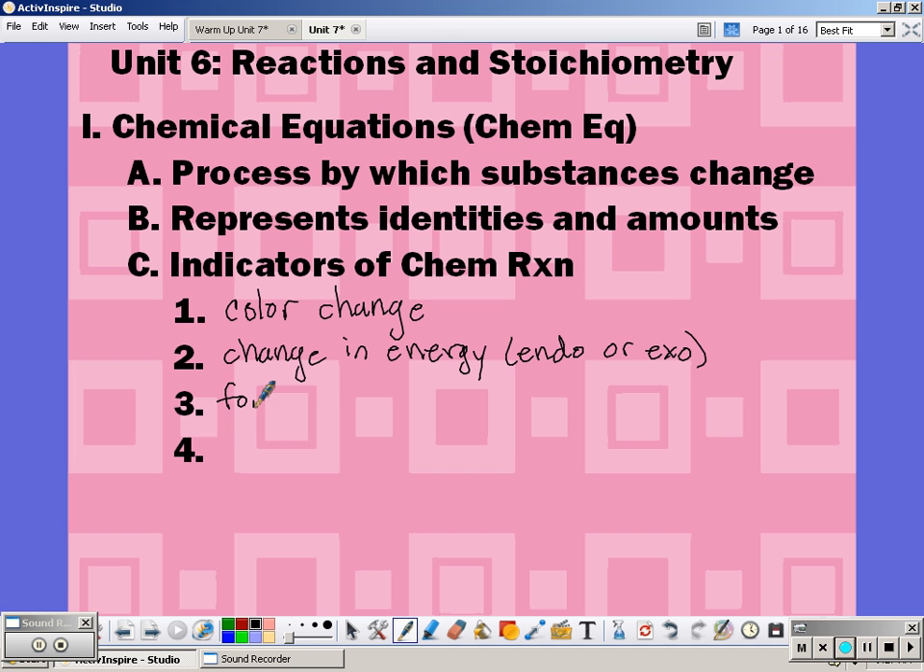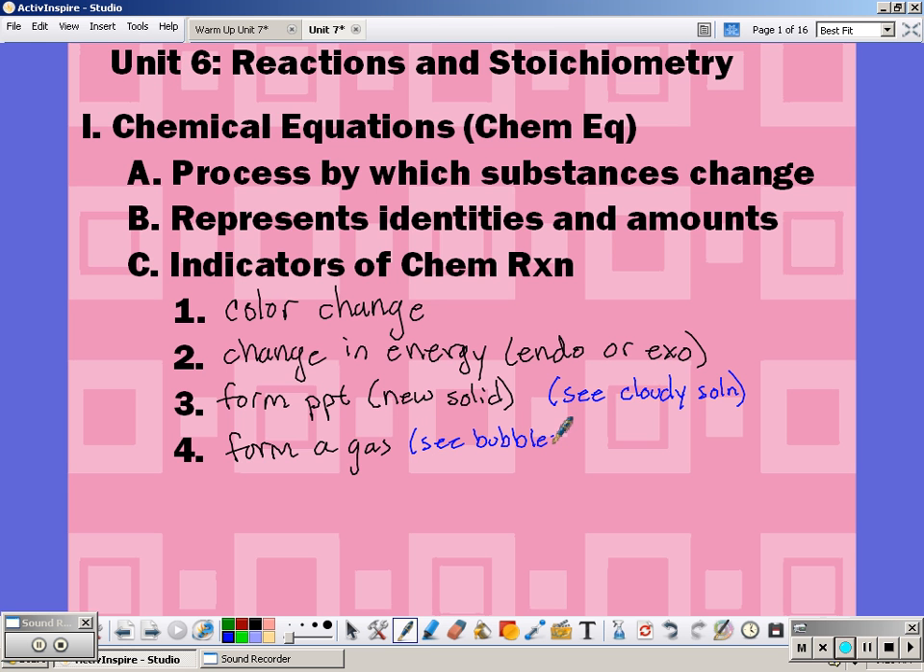You could form a precipitate. PPT is the abbreviation for precipitate, and that is simply a new solid, so a solid that wasn't there to begin with. If we're doing an experiment, the way we actually see that new solid a lot of times is that you'll see a cloudy solution, a cloudy liquid. It looks cloudy. You could also form a gas. And when we do a reaction, if we form a gas, we're actually going to see bubbles. Sometimes you may have a smell associated with it, but not always.